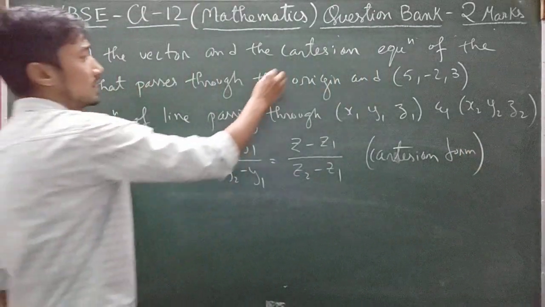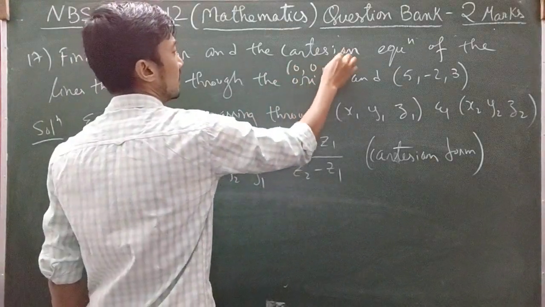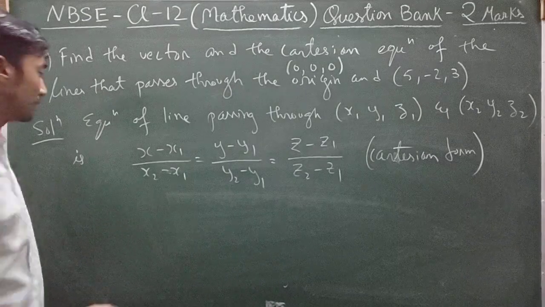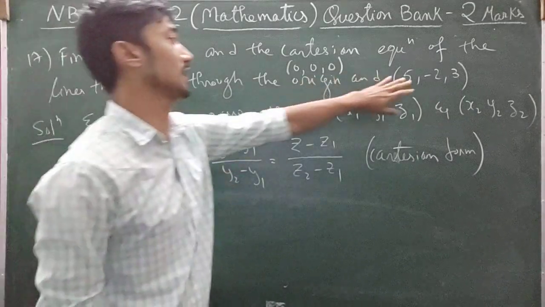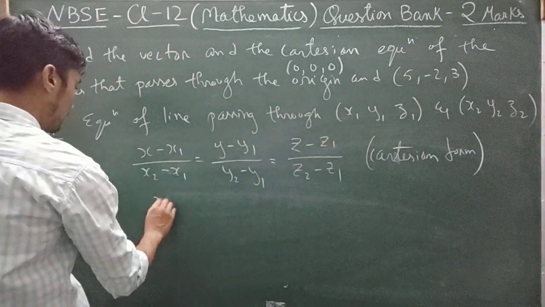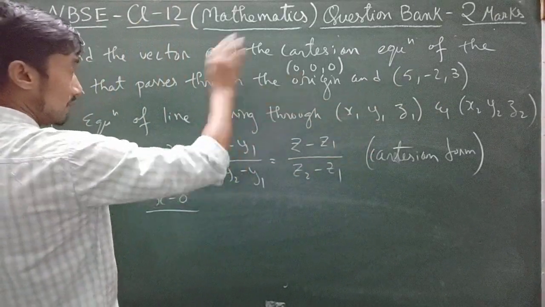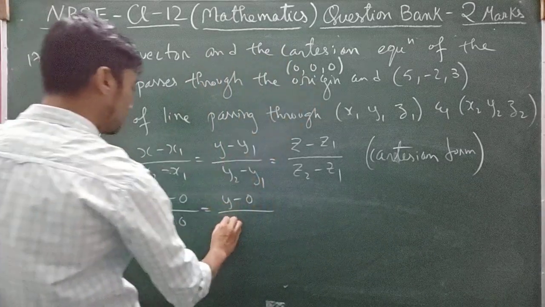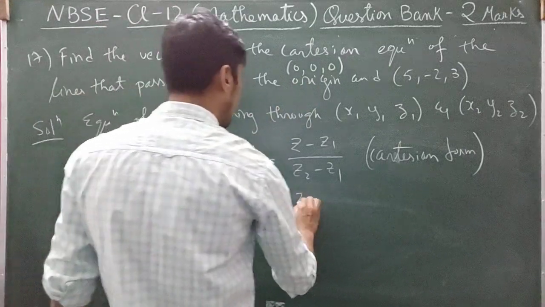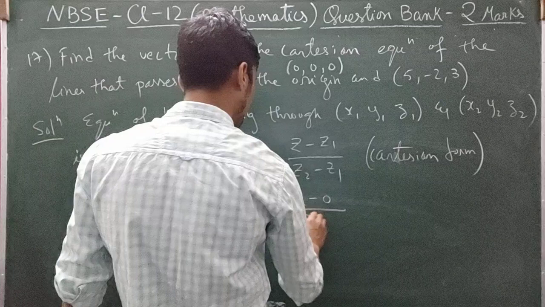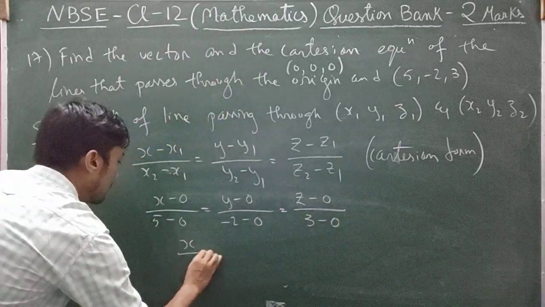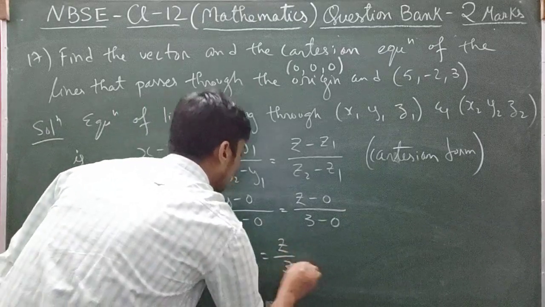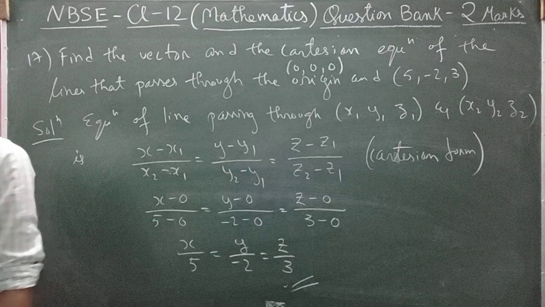Origin means what? Origin means the point 0, 0, 0. Origin means the point 0, 0 and 0. So if we just consider this as the first and the second point as per the systematic order, that's going to be x minus 0 over x2 minus x1. So that's 5 minus 0. y minus 0, minus 2 minus 0. z minus 0, 3 minus 0. So the Cartesian form is x by 5, y by minus 2, z by 3. This is the Cartesian form.